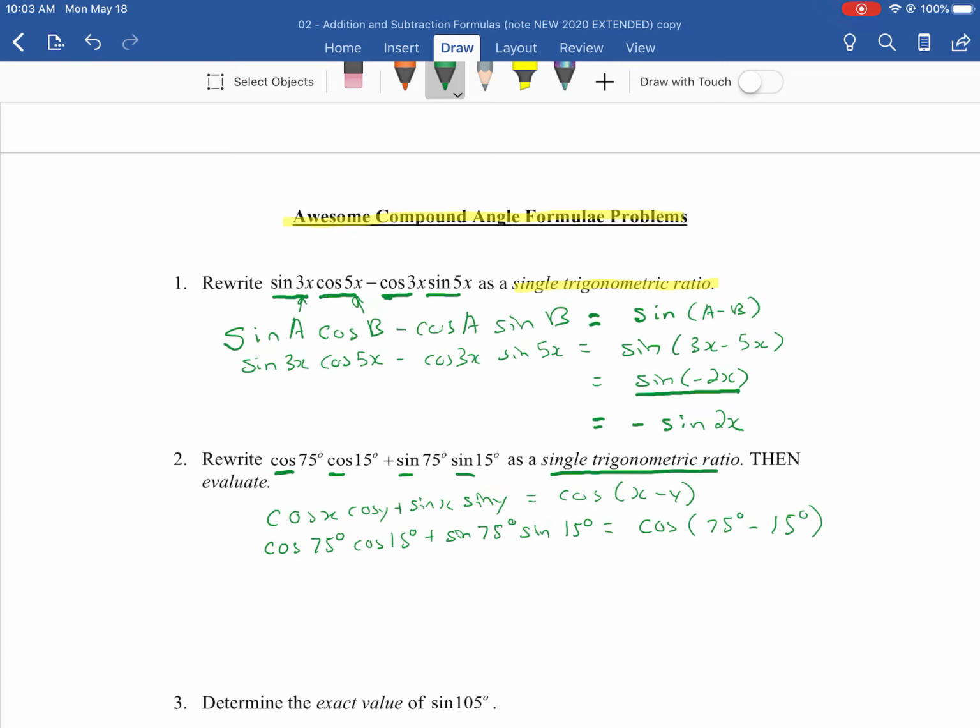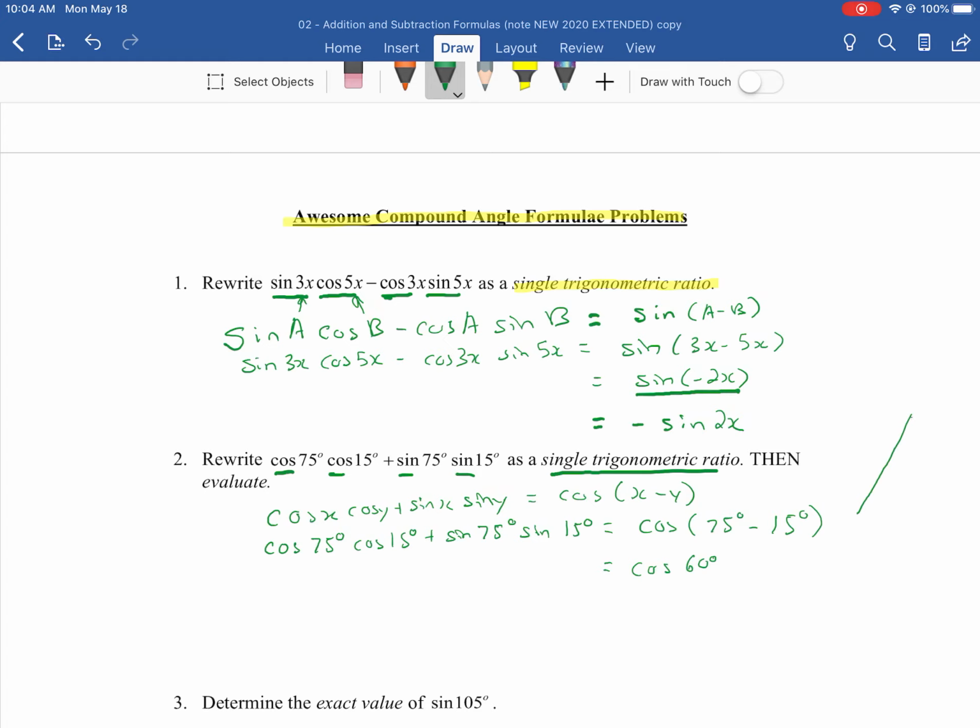Instead of a whole bunch of cos, sine, all that stuff on the left side, on the right side I just have cos. Cos of 75 minus 15. I can do a little bit better than that because I know what 75 minus 15 is. It's 60 degrees. Very good. I did what they asked in the first step. Express as a single trigonometric ratio. Done. Then it says, then evaluate.